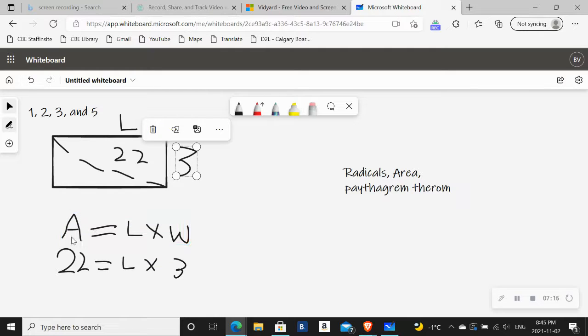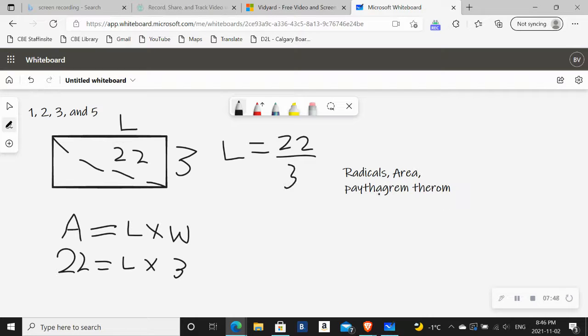Yeah. So we have area equals length times width, which is 22 equals L times 3. Those are the things we have. Now, to find our length, that's what we want to do. We are going to be doing L equals 22 divided by 3. That's to get our length.